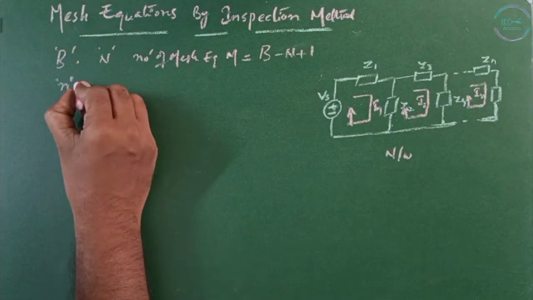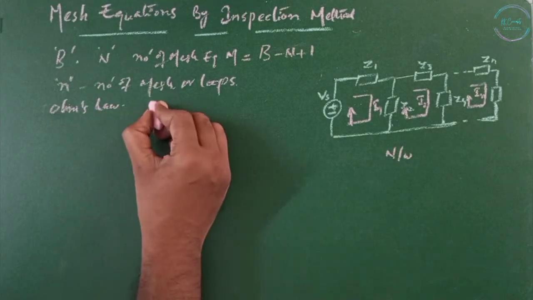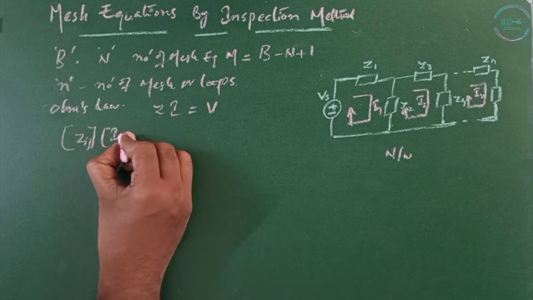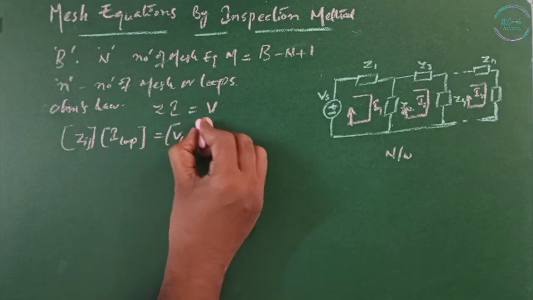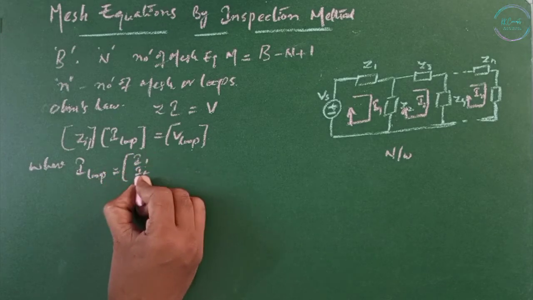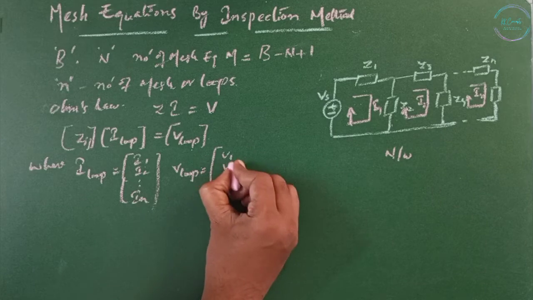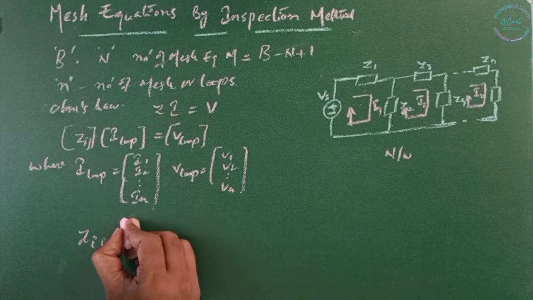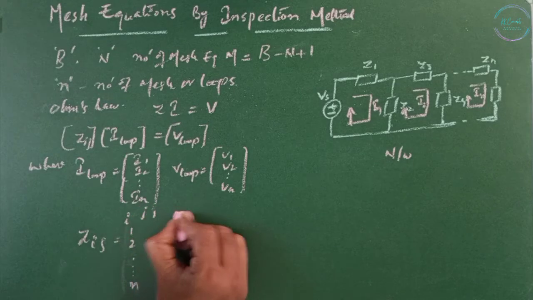For our network having n number of meshes or loops, by Ohm's law we can write Zi equals V. That is, the Zij matrix times I of loops equals V of loops, where I loop equals I1, I2 up to In, V loop equals V1, V2 up to Vn, and Zij has i equals 1, 2 up to n, and j equals 1, 2 up to n.